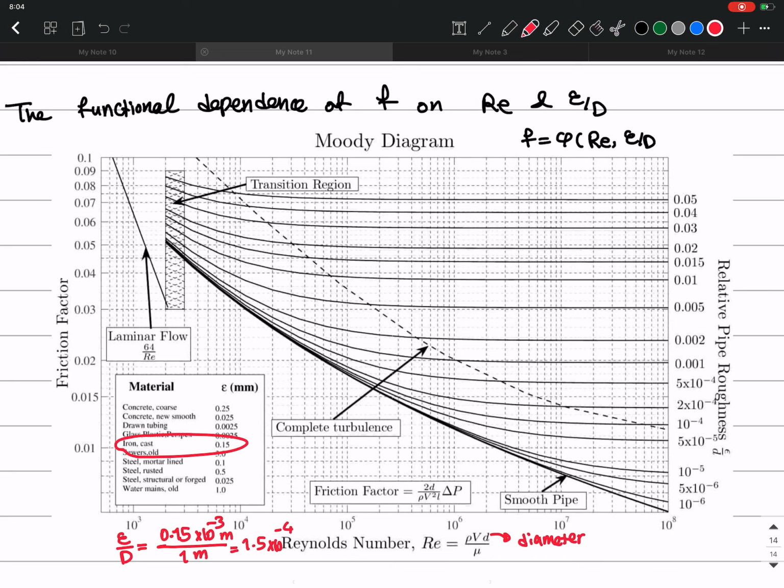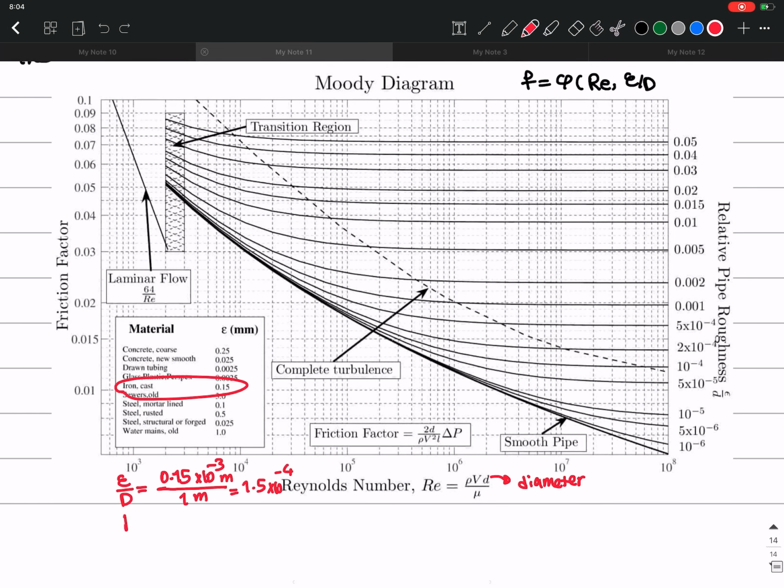So what I want to do, I go here. First, I want to find the relative roughness, and this is how you should find the friction factor for that, okay? Say you have this cast iron pipe with a diameter of 1 meter, and you have calculated the Reynolds number of the flow, and say the Reynolds number of the flow was 10 to the 5.